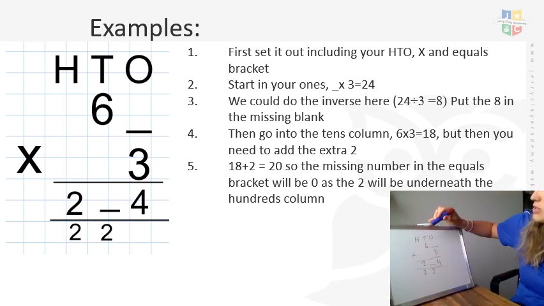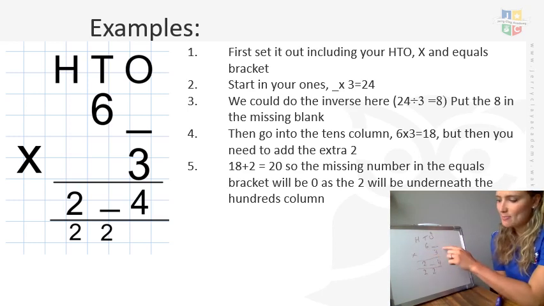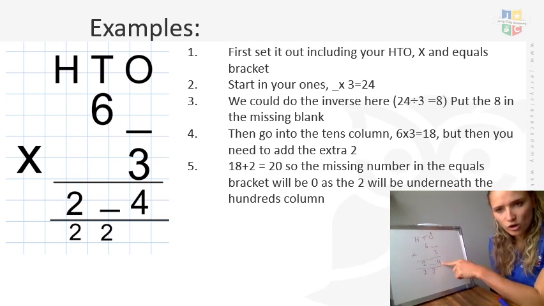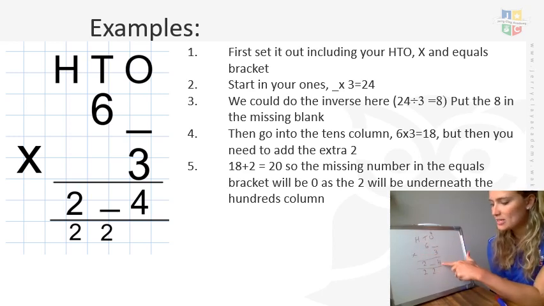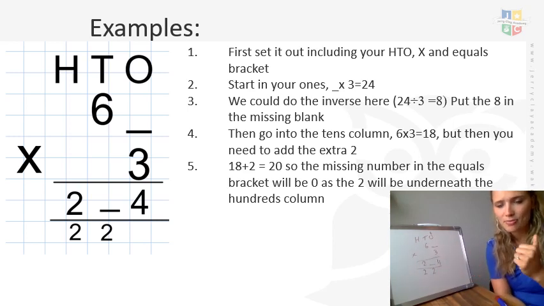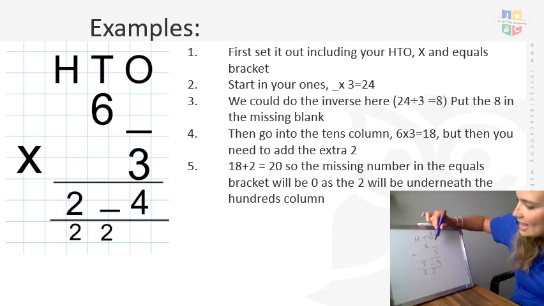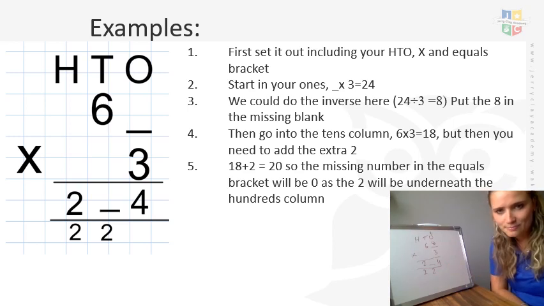So again, first thing we need to do is we've got it all set up ready to go. Then I need to start in my ones column, just as I would always do. And I've got something times 3 is, it's not 4, remember, it's 24 because of the exchange. So something times 3 is 24. So I can either count up in my 3 times table until I get to 24, or I could do 24 divided by 3. So let's count up in our 3 times table. 3, 6, 9, 12, 15, 18, 21, 24. So I know that this answer here has got to be 8. If we check it now, 8 times 3 is 24, so that is correct.